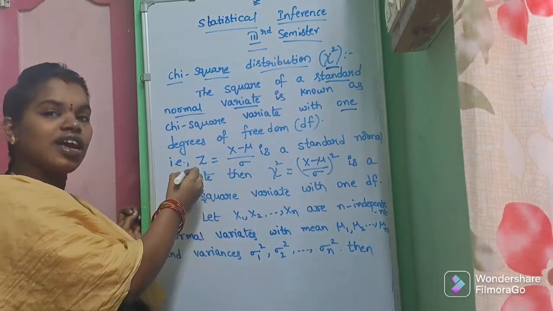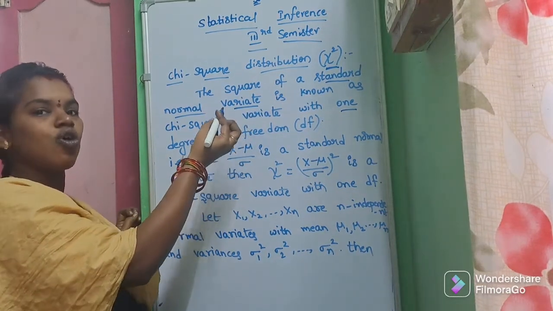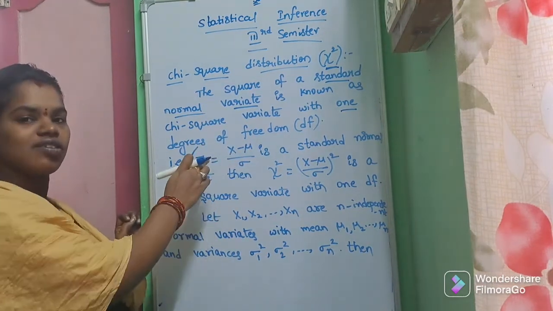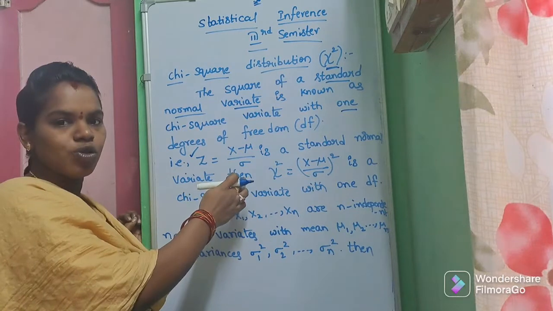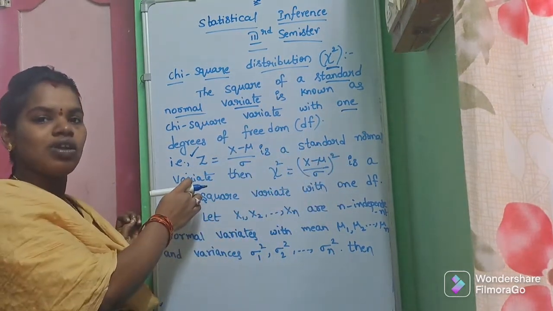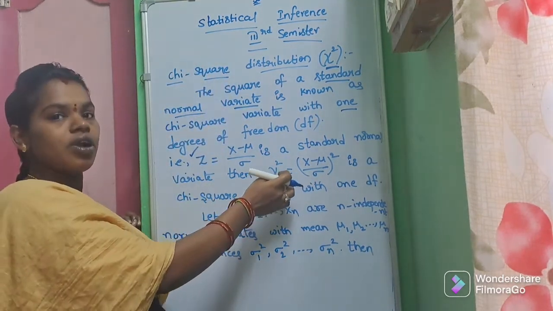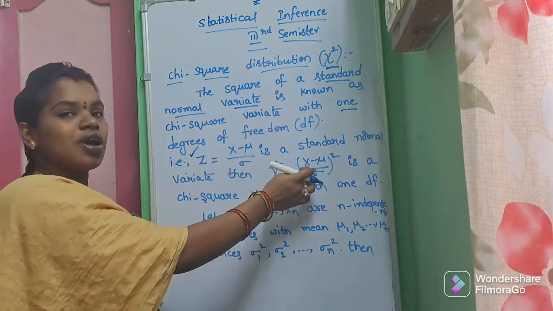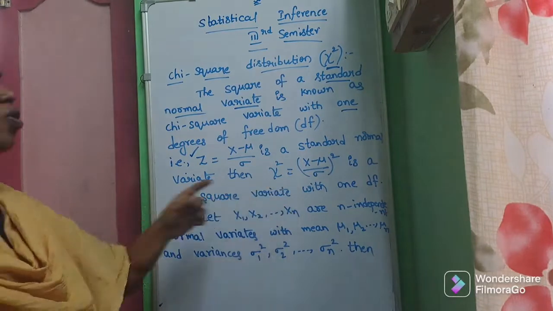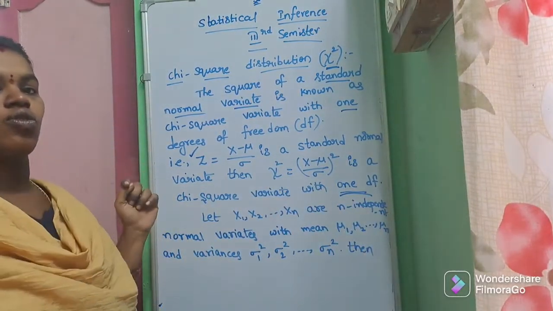Next, z follows the standard normal variate. That standard normal variate can be represented as z is equal to x minus mu by sigma. This z is called the standard normal variate. Now chi-square equals z square, which is nothing but (x minus mu by sigma) whole square, a chi-square variate with only 1 degree of freedom.